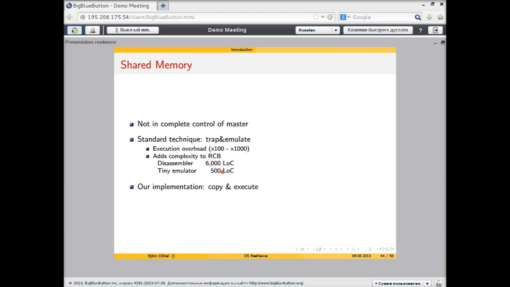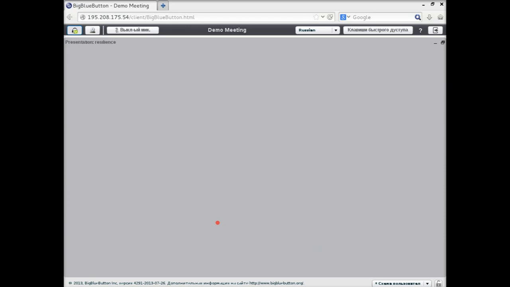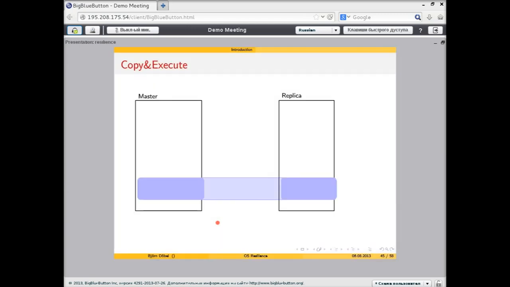So we thought about another technique and whether we can avoid having trap and emulate. In our case, we have a different way of supporting shared memory channels for replication, which we call copy and execute. And copy and execute works like this. We have our master address space and our replica address space. In the case of a shared memory channel, we make sure that in the master and the replica, the shared memory channel is mapped to the same virtual address. So this means whenever the replica accesses a virtual address in its address space and the master intercepts this, the master knows that this access will go to the same virtual address in its address space.